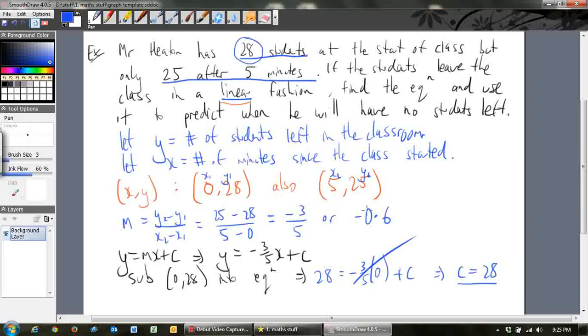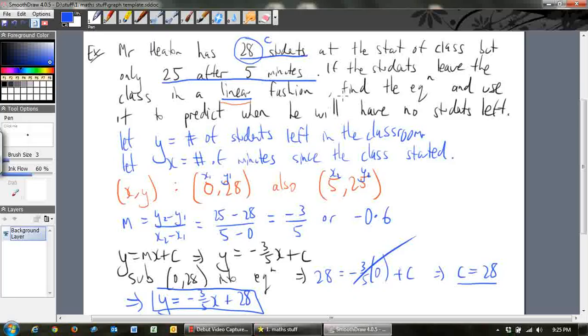That number is up here. So if you knew that, you could have actually used that point to go, well, that is just c. So if you're clever, you can do that. So this means that the equation is y equals mx plus c, so negative 3/5 x plus c. C was 28, so plus 28. That is the equation of the line.